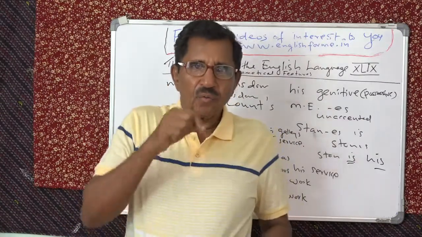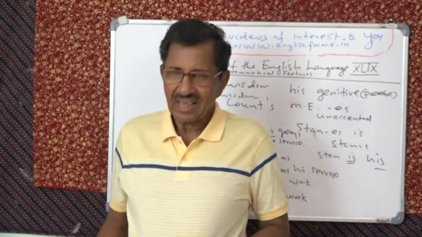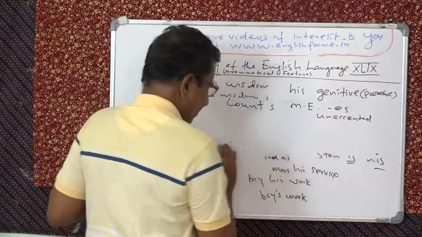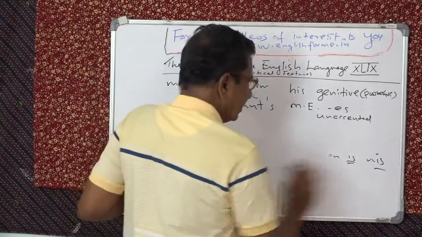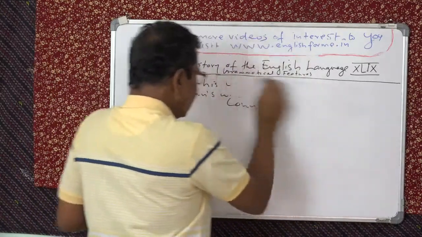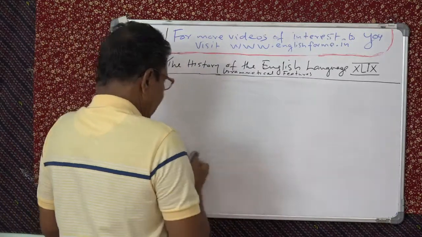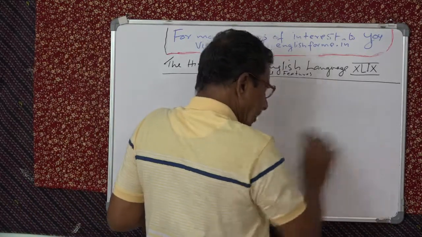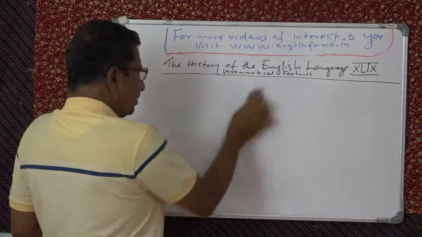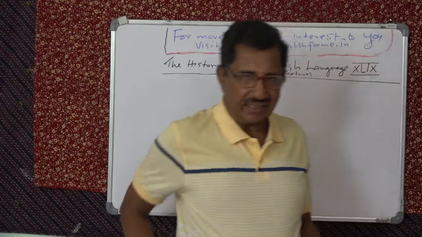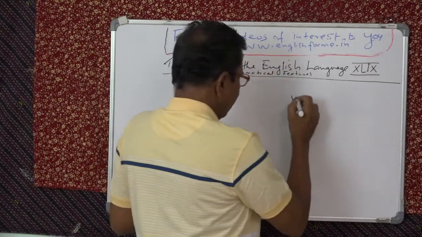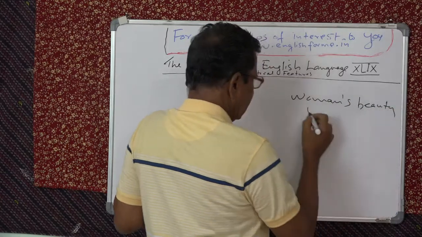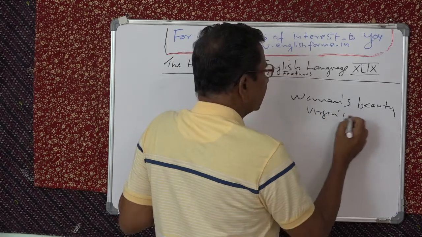And he gave examples: woman's beauty, virgin's delicacy. His examples are like this: woman's beauty and virgin's delicacy. But till then, what would they say? Woman or man his, woman her beauty. But instead of that we have woman's beauty and virgin's delicacy. Understand? Woman's beauty and virgin's delicacy.